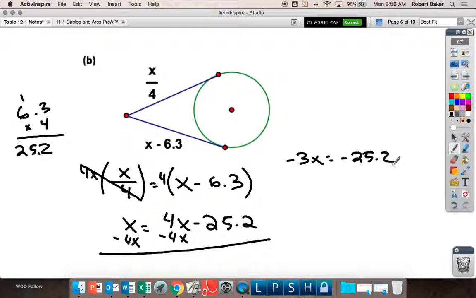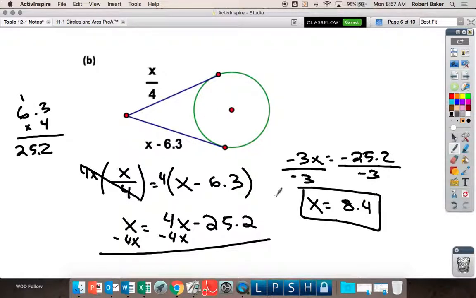Divide both sides by negative 3. Welcome back to math. So negative 25.2 divided by 3 is 8.4. I did that in my head.